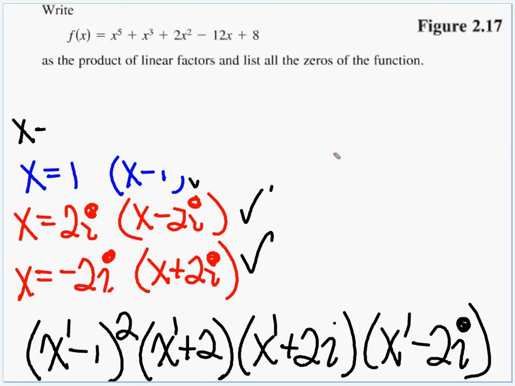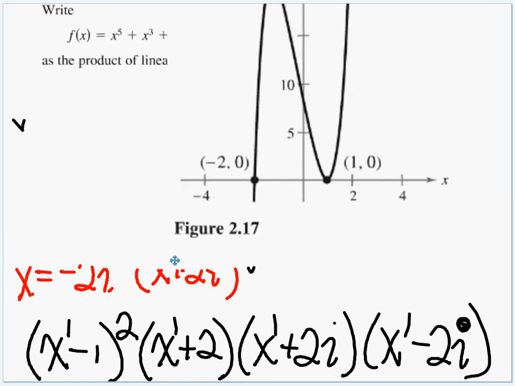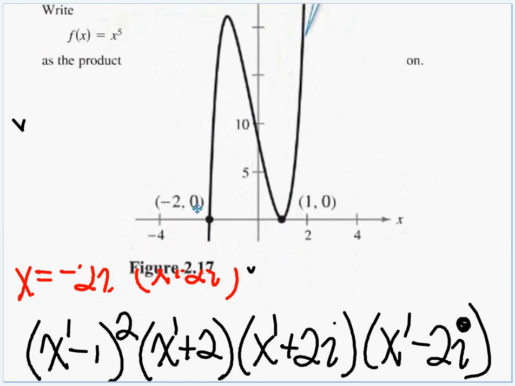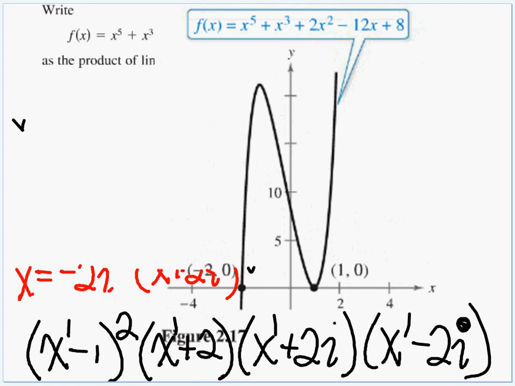And I guess they got a picture up here. Let's see what their picture looks like. And our real solutions are on here. What do we got? Positive 1, we bounce because of our even multiplicity. We cross here at negative 2. And our imaginaries, of course, are not x-intercepts.